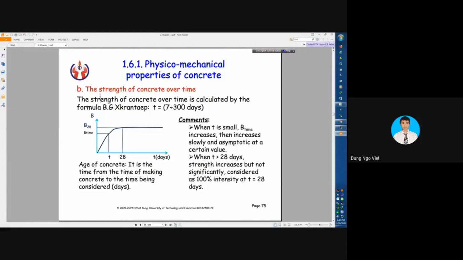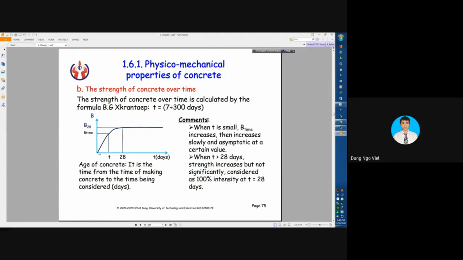Next, we study the strength of concrete over time. The strength of concrete over time is calculated by the formula of B(t), with t from 7 to 300 days. And here we have the chart.